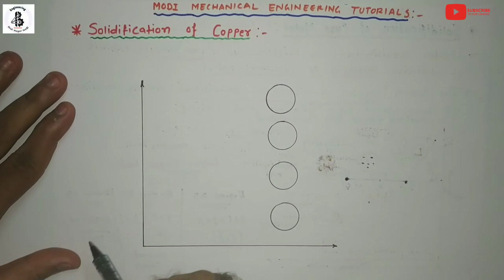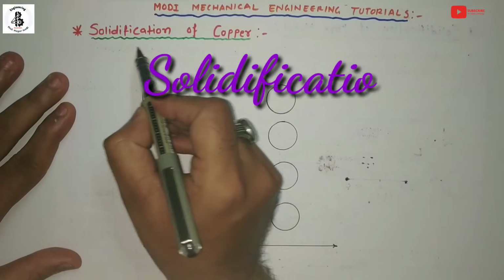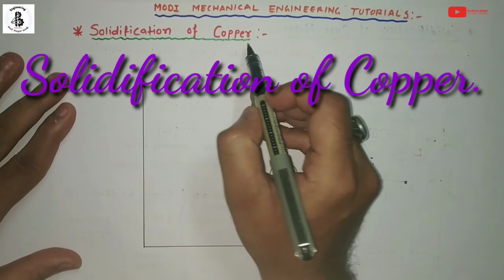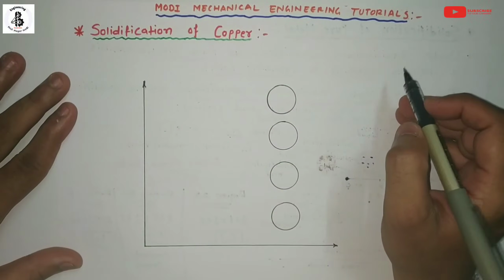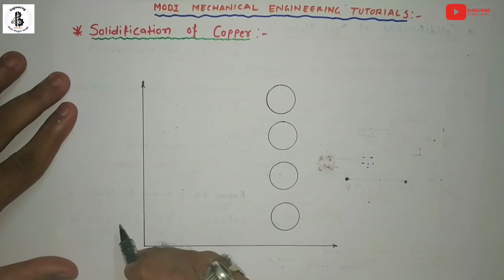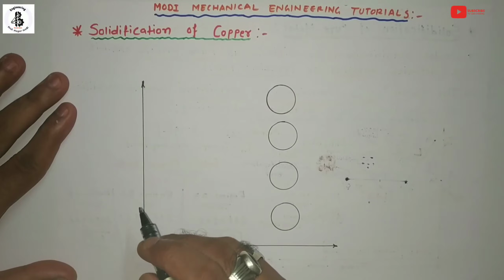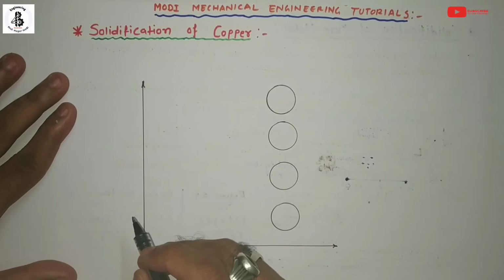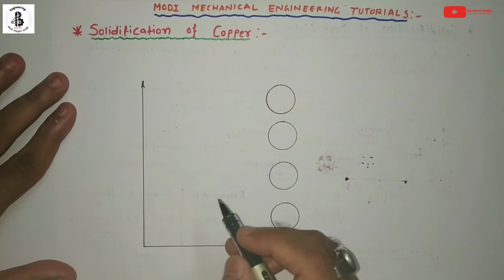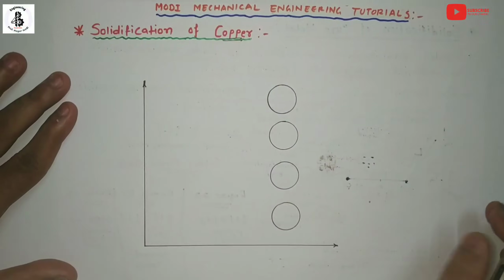So in this video I would like to explain in detail the solidification of copper as a pure metal. In my previous lecture I already explained the solidification process of a pure metal with the cooling curves, and it will be validated by Gibbs rule. So here we will only talk about copper as a pure metal.